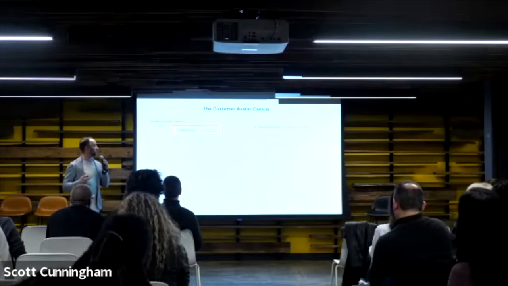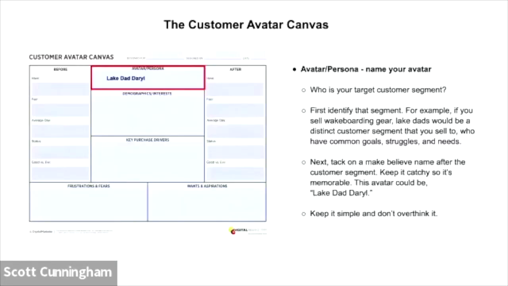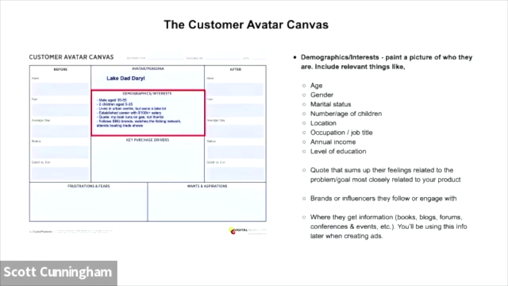So you want to start at the very top with the avatar. Basically what we're doing is picking a segment, Lake Dads, and giving it a name, Daryl, Lake Dad Daryl, easy to remember. So you want to pick your perfect segment and tack on a name. Easy peasy. And then you go to demographics and interests. You want to know the demographics. What are their most common age, income? Where do they live? How many children do they have? Are they married?